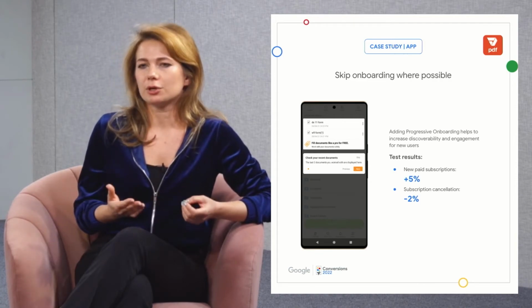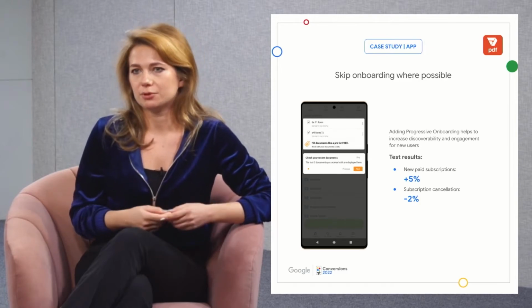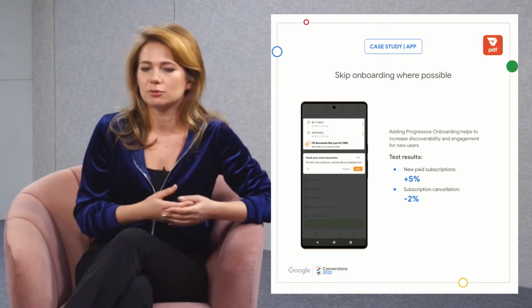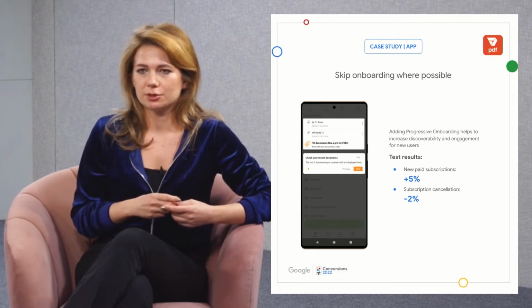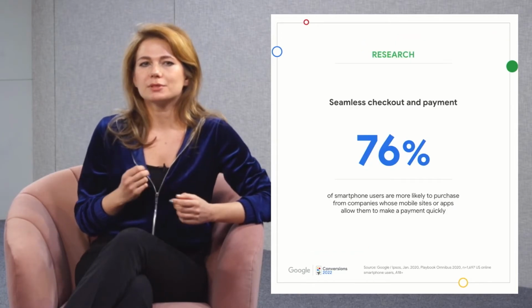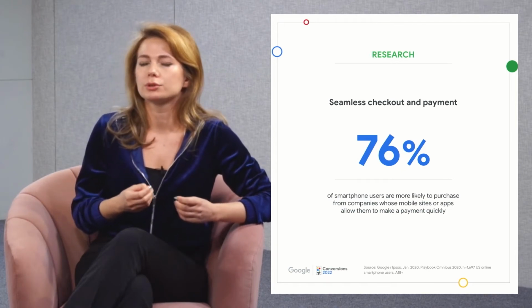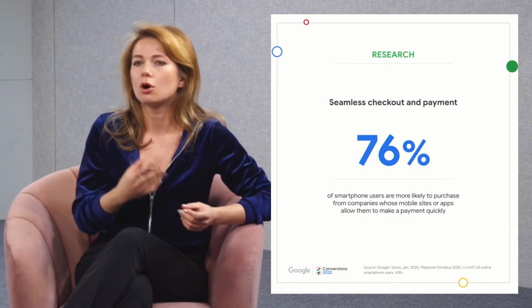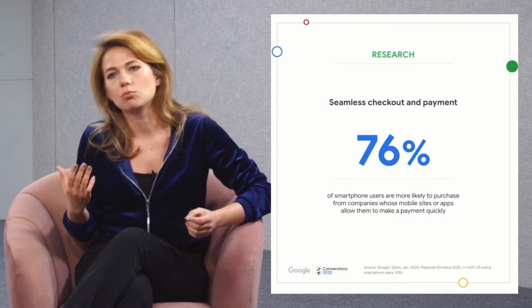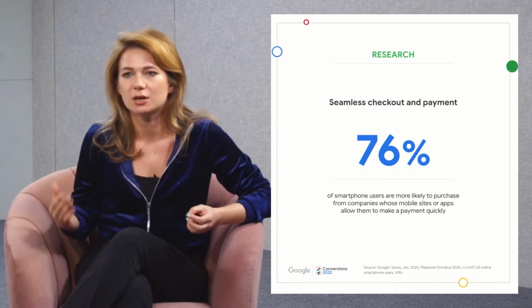Okay, the next thing that we're going to talk about is the checkout and payment experiences, right? Next thing after the onboarding. And here we are going to have the next research, right? So 76% of customers say they would likely complete the purchase from a company which has a mobile website or an app that makes the purchase process very fast, right?